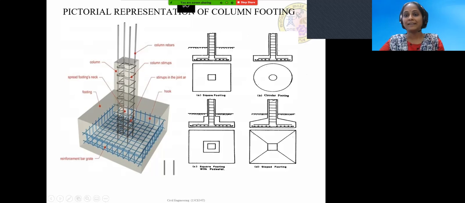These are the different criteria. On what basis will I decide? Based on the load carrying capacity of the building. Based on how much load it has to take, I will choose one of these 4 types.